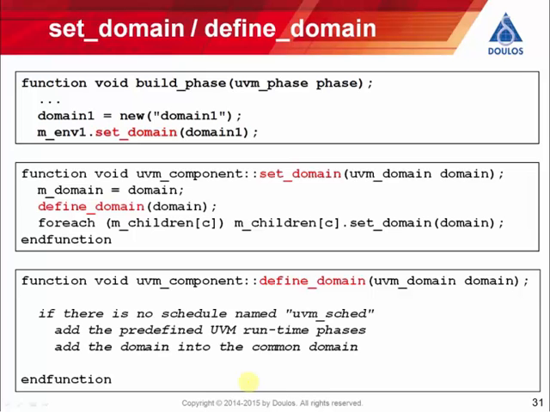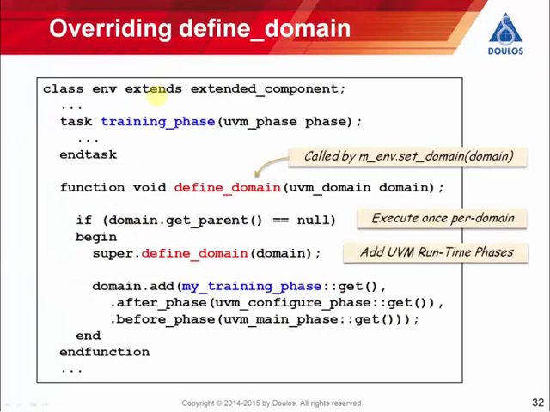So what you can do is to override the define domain method of UVM component to do whatever you want it to do. So here's an example. Here we've got our own user-defined environment, which extends UVM component. We're overriding the virtual task training phase. We're defining our own training phase. And then, without creating our own schedule or domain, we're using the define domain method to add the training phase into our schedule. So overriding define domain is a two-edged sword.